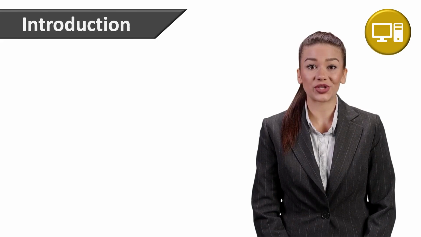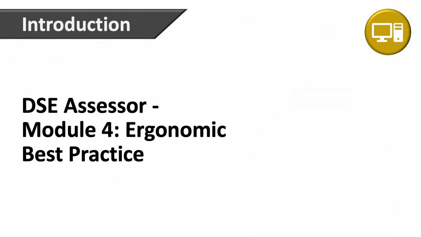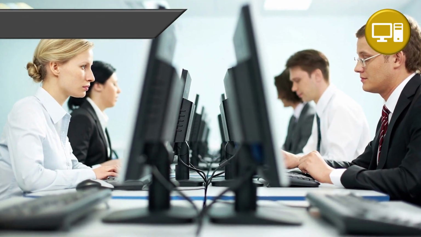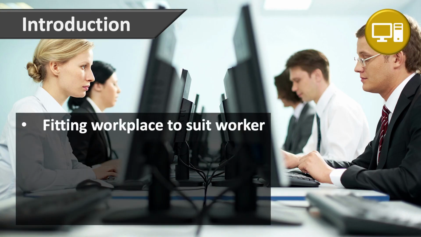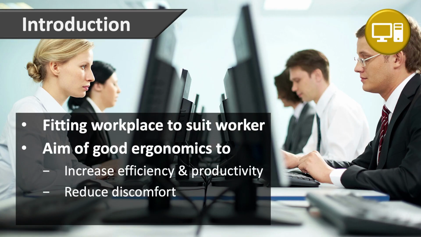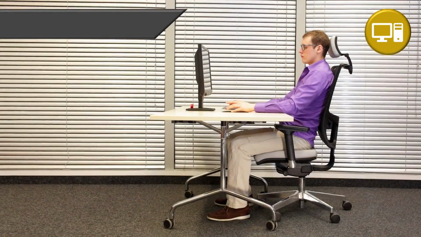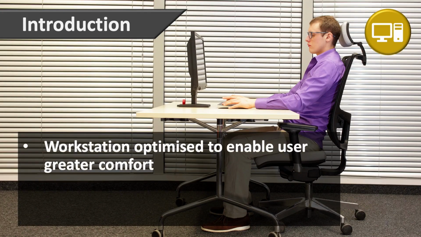In this module, we will continue looking at important risk controls for DSE equipment, with a particular emphasis on ergonomics. As mentioned previously, ergonomics involves the science of fitting the workplace to suit the worker. The aim of good ergonomics is to increase efficiency and productivity, reduce discomfort, and prevent harm to employees. In terms of DSE, ergonomics are when a user's workstation is optimized in such a way to enable the user to work with greater comfort and have less chance of being harmed.